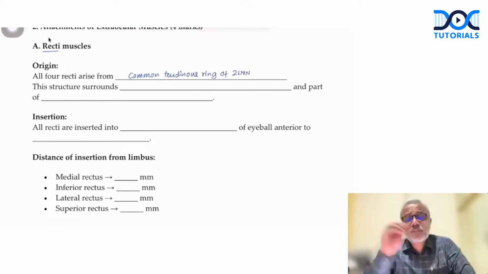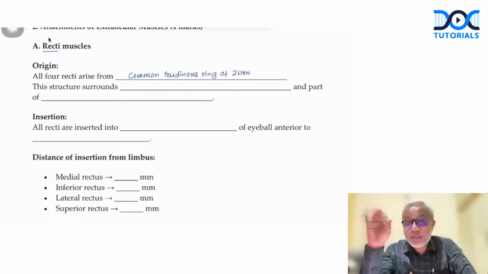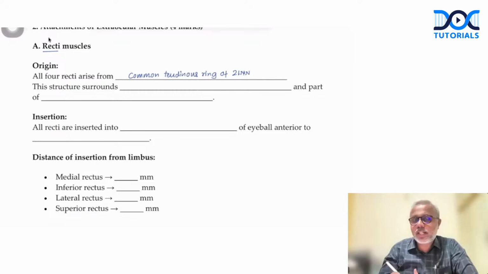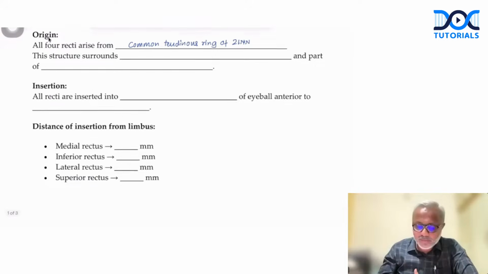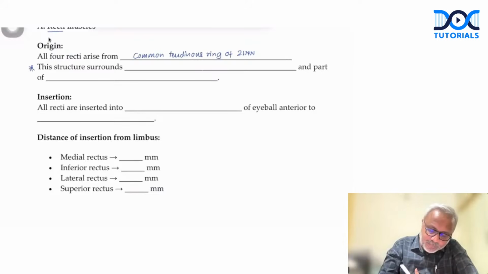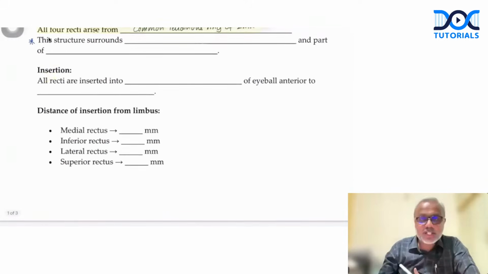This is the common origin for all recti. So you don't have to remember individual muscles. Now, this origin of these recti muscles surrounds the optic nerve. Right? You can skip the rest, but this is a must. Done. What about insertion?